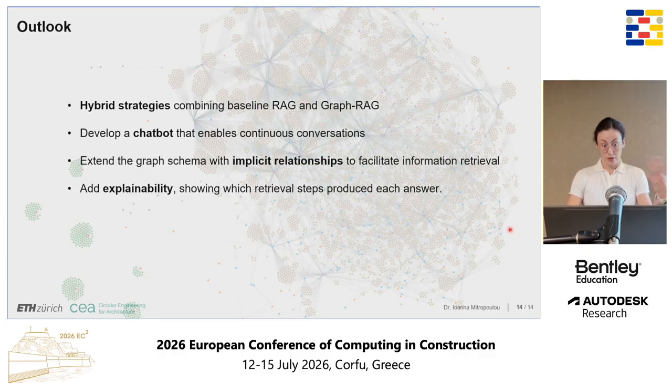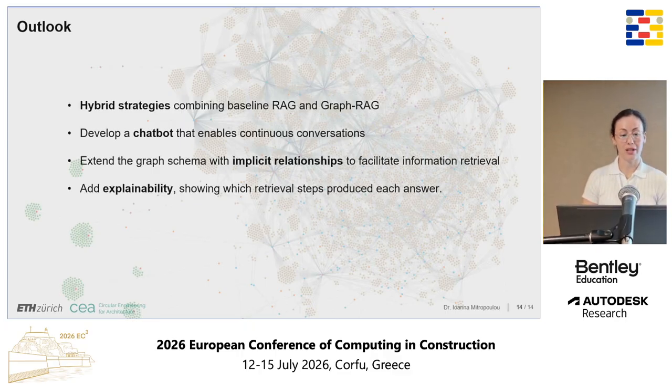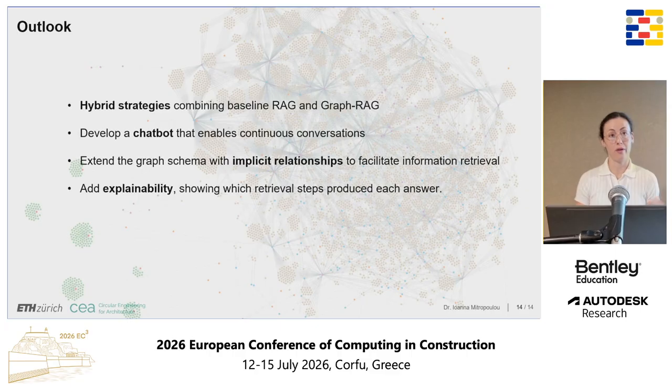We can also, of course, think about a chatbot. So when we talk about chatting with a document, we want a chatbot that can maintain a continuous conversation. For this, we need memory of the discussion we've had up to this point. And perhaps for me, the most interesting extension would also be to start incorporating implicit relationships. So right now, the relationships in the graph were just explicitly mentioned relationships, but there's a lot of implicit connections that could also be captured and make retrieval significantly easier and more accurate.